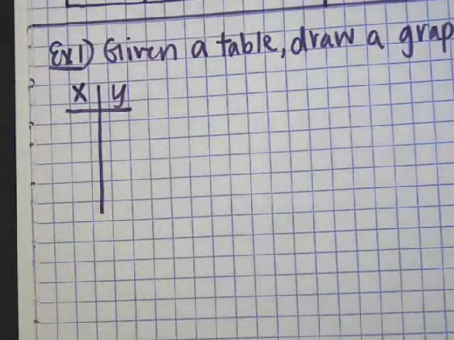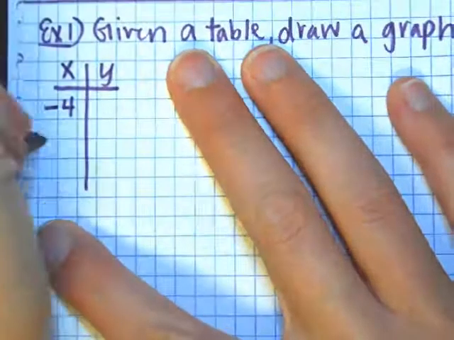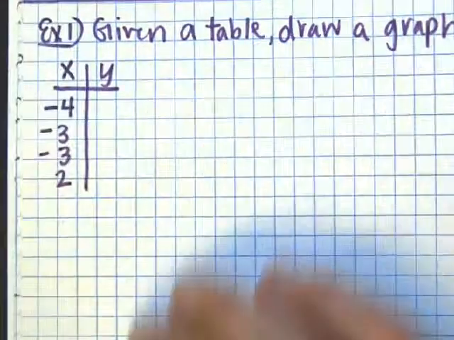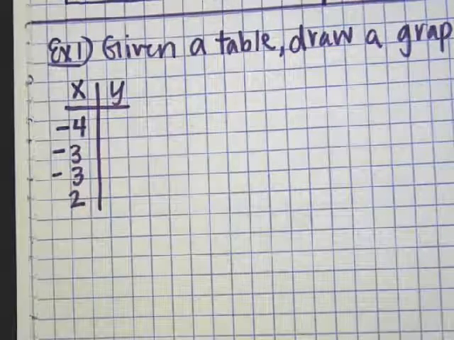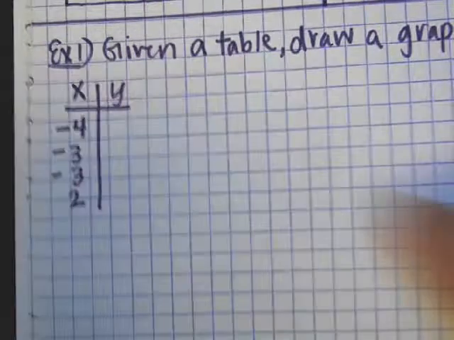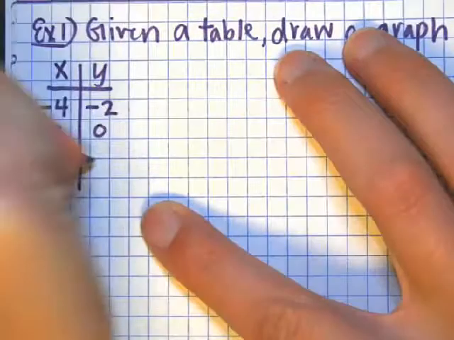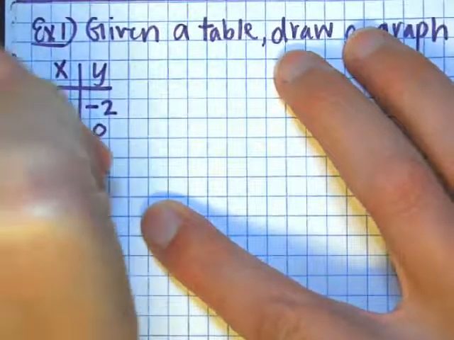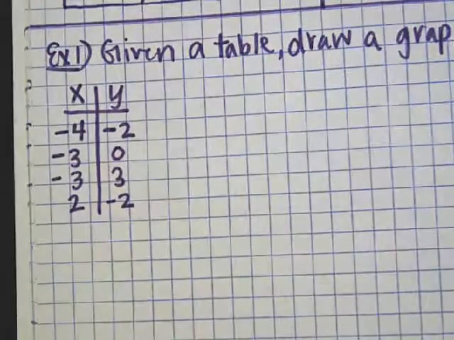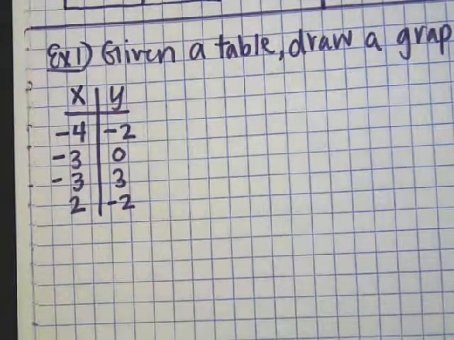Okay, so my x's that I'm going to give you are -4, -3, -3, and 2. Those are my x values, and if you have an x value, you're going to have a y value, and your y values are going to be -2, 0, 3, -2. So this problem gives you a table, and now it wants you to graph these points. So now we got to make a graph.